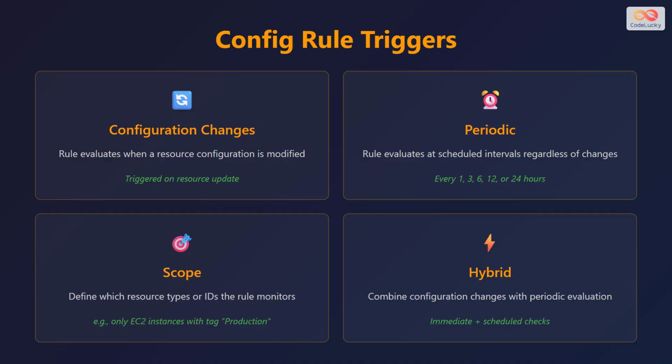Config rules can be triggered in different ways. Configuration change triggers evaluate rules whenever a resource is modified. Periodic triggers run at scheduled intervals, such as every 1, 3, 6, 12, or 24 hours, regardless of changes. You can also define the scope to specify which resource types or identifiers the rule should monitor. Finally, hybrid triggers combine configuration changes with periodic evaluation for comprehensive monitoring.